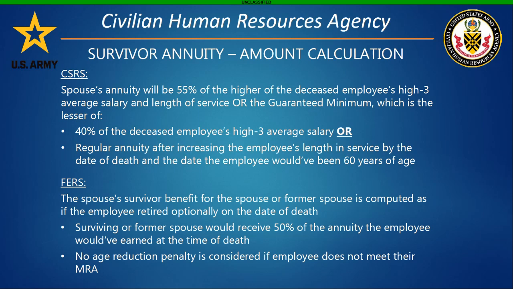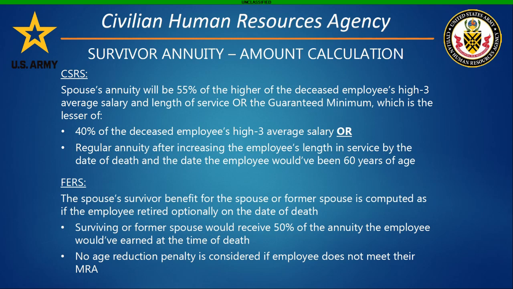Gotta love math. Always have to have that math in there with the HR. So basically they're just tacking on the period of service that occurs between the date of death and the date the employee would have been 60 years of age. So it's whatever the lesser is of the 40% of the deceased employee's high 3 average salary or that regular annuity by tacking that period of service on. So they're going to look at that, and that's for CSRS.